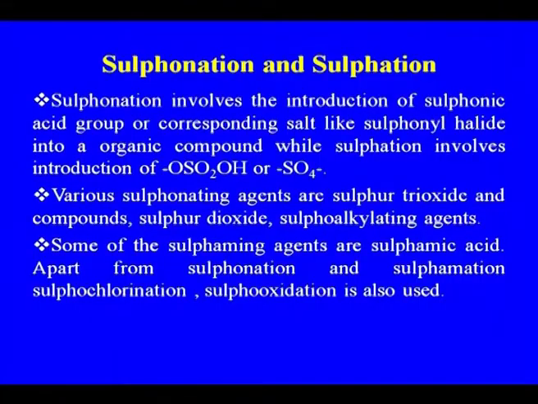Sulfonation and sulfation are also very important reactions in the chemical process industry, where we need some sulfonated compounds. Sulfonation involves the introduction of a sulfonic acid group or the corresponding salt, like a sulfonyl halide, into an organic compound, while sulfation involves introduction of the OSO2OH group or the SO4 group. Various sulfonating agents are sulfur trioxide and its compounds, and sulfo-alkylating agents. Some of the sulfating agents include sulfamic acid. Apart from sulfonation and sulfation, sulfochlorination and sulfo-oxidation are also used.